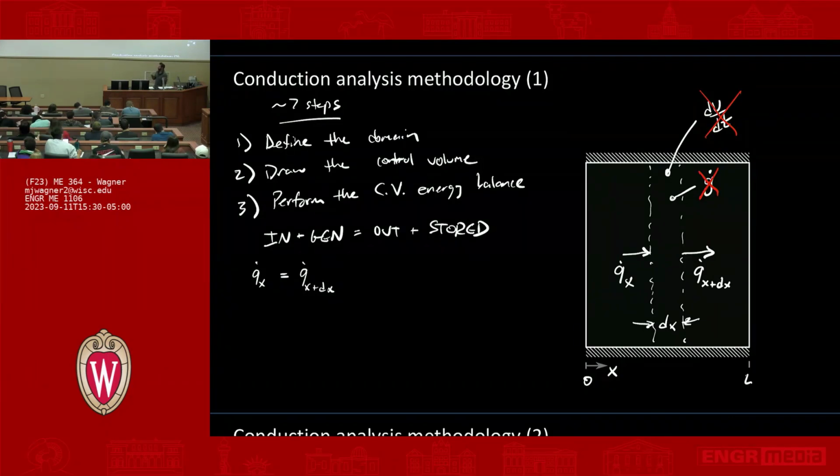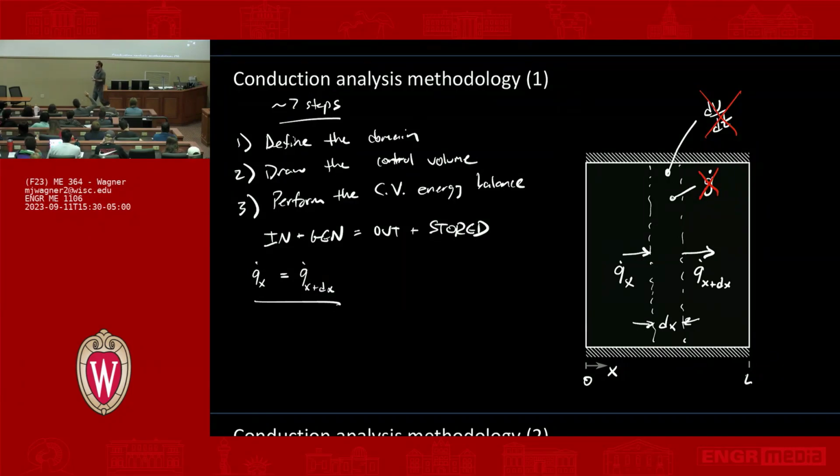So, okay, we've done our control volume balance. We've written out the equation. We've come to the conclusion q dot x equals q dot x plus dx, which is boring. This is not very interesting. You can kind of see this from inspection. So how does this help us, right? We're trying to get to a temperature equation. We've gotten this far. How does this help us? Well, unfortunately, there's more steps. Okay, any questions on this so far?